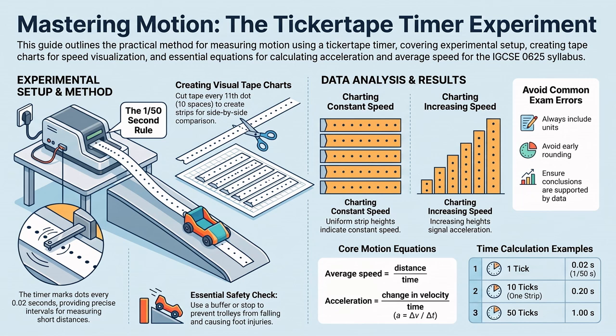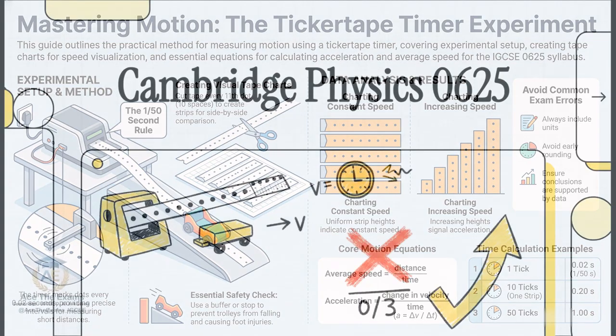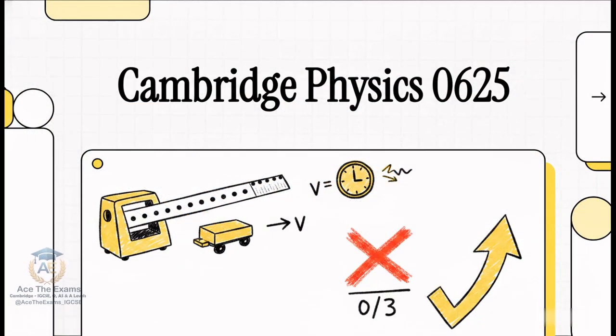Look at this exam calculation. 10 spaces times 1/50th of a second equals 0.2 seconds. Distance is 5 centimeters. Speed equals 25 centimeters per second. The math, absolutely flawless. The score? 0 out of 3 marks, slashed by the examiner's red pen.